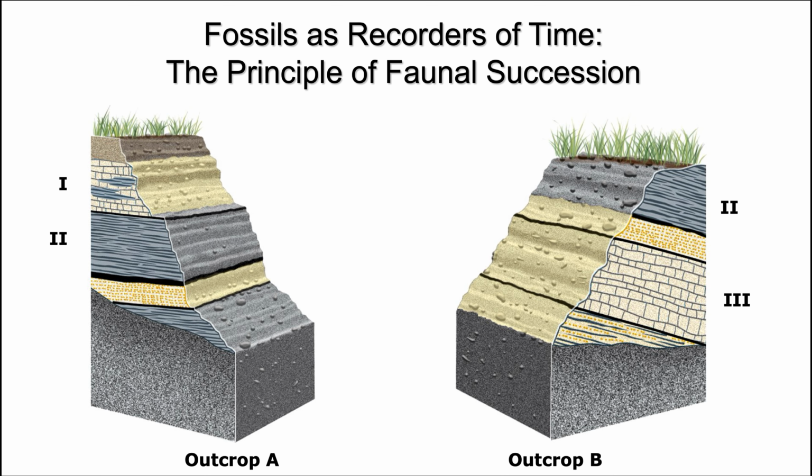Here we have outcrop A with a sequence of rocks of different ages, and outcrop B, another sequence of rocks of different ages. We're going to start to compare these two to see if there's a relationship between any of these layers from one outcrop to another.